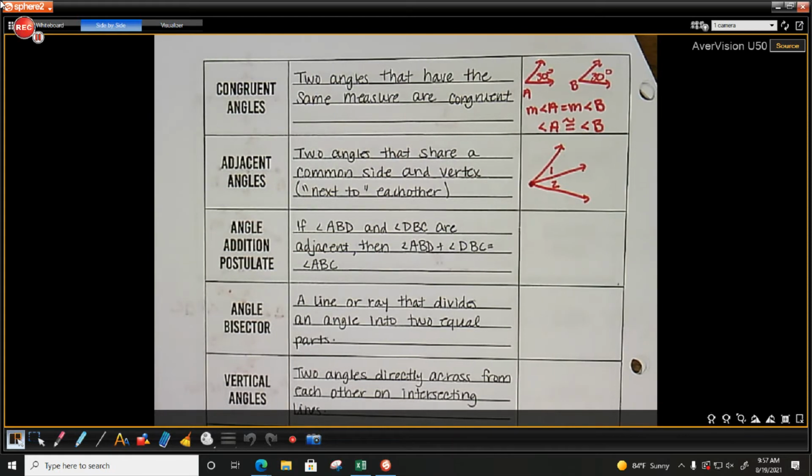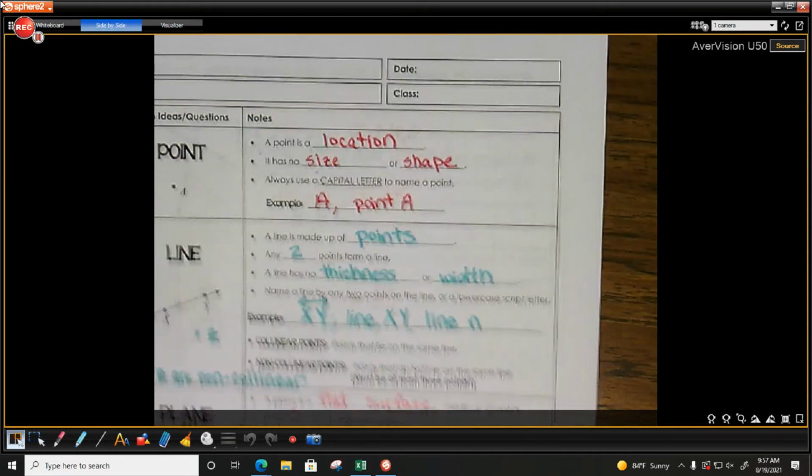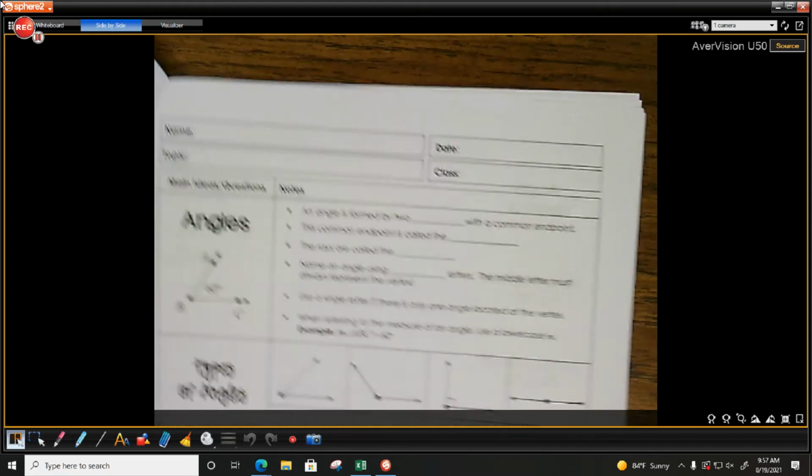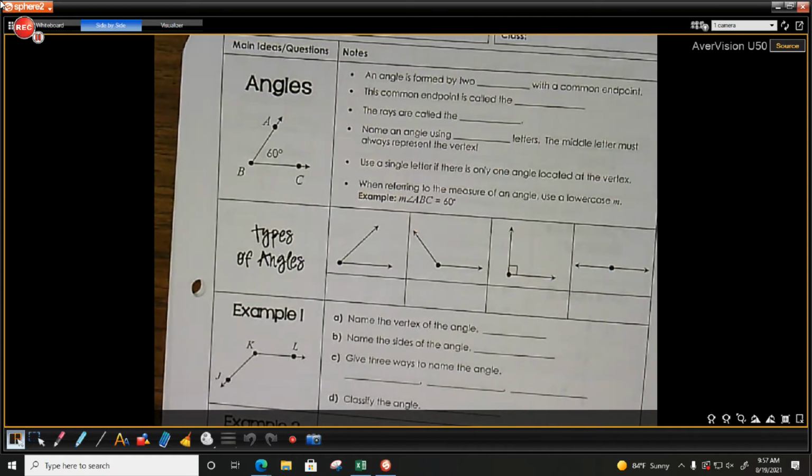Are we good with our vocabulary? That's all our vocabulary we're doing today. Okay, so let's go to page, what page are we on? Page 11. The one that says angles.